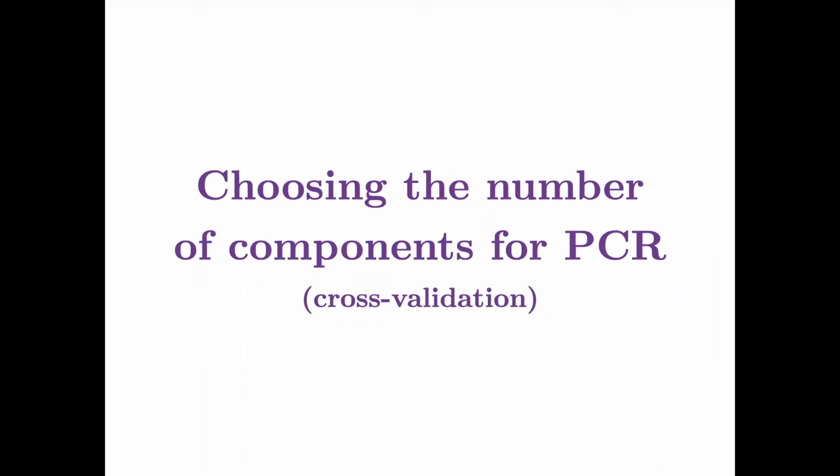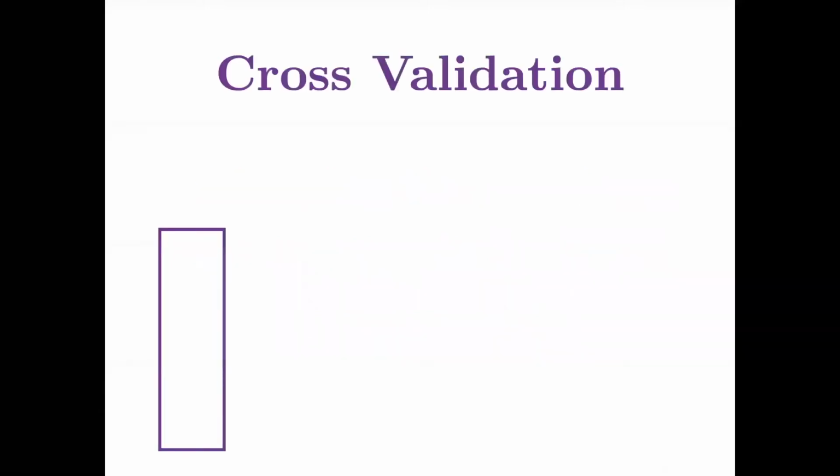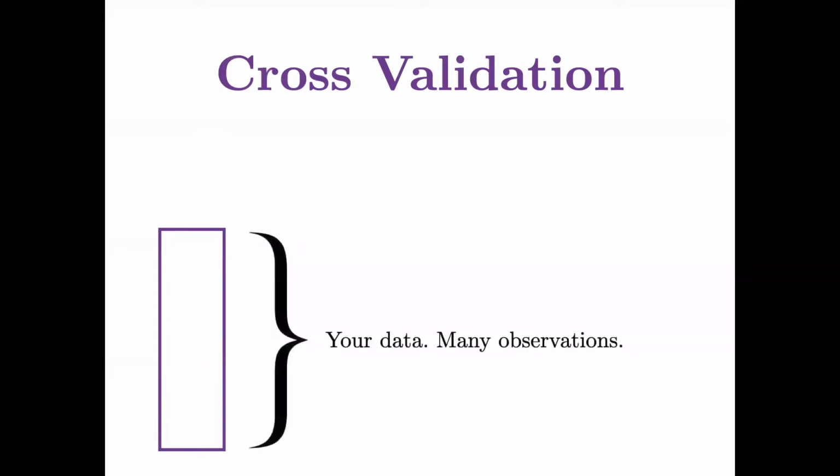The best way to choose the number of components for a principal component regression is through cross-validation. You may have talked about cross-validation before, but it's important, and we're going to go through it completely right now. To illustrate this, I want you to think about this purple rectangle here as being your data.